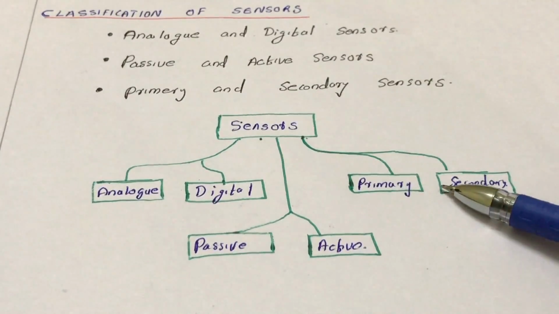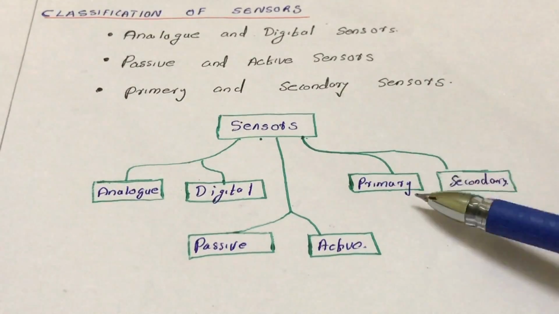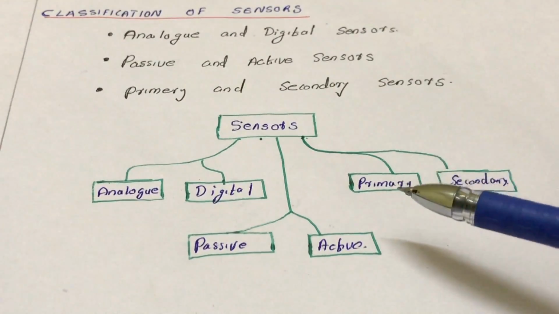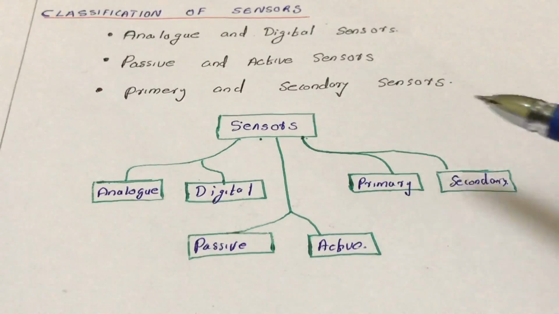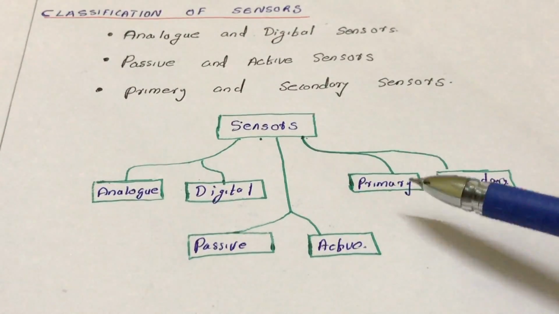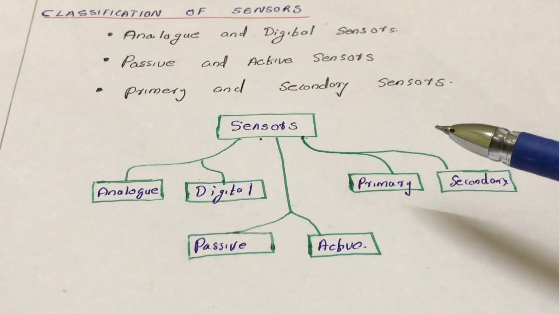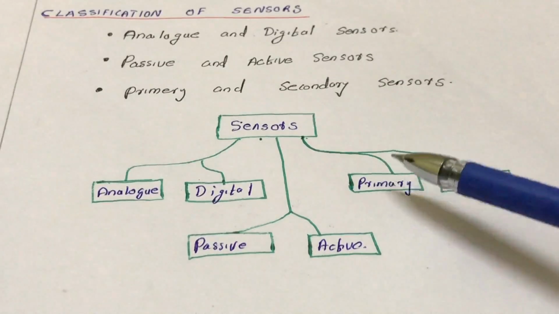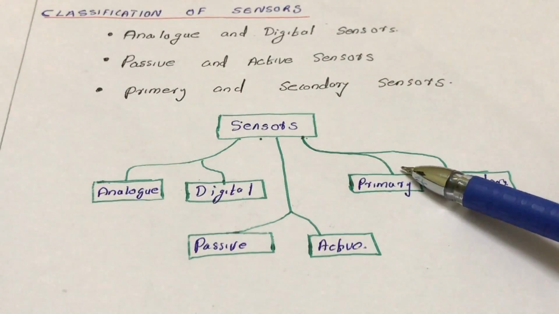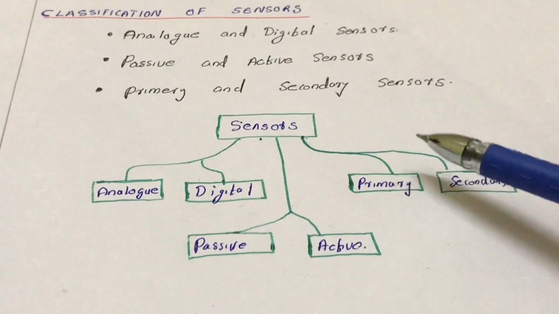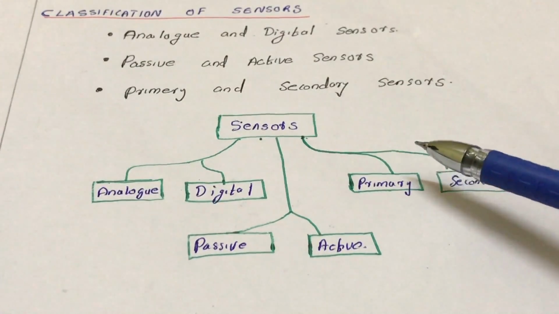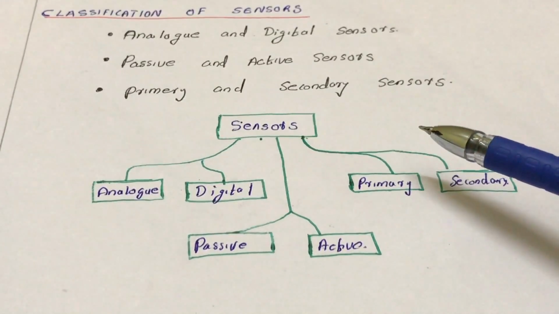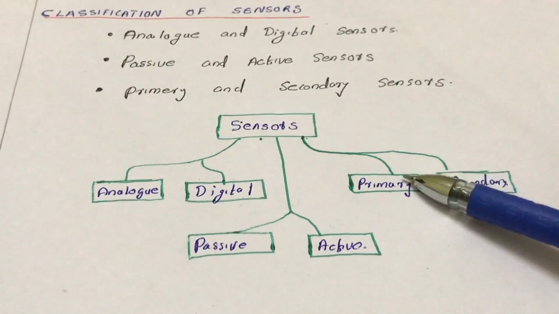Let's move on to primary and secondary. Primary and secondary sensors are classified based on whether their output is a direct measure of the physical phenomenon or not. Primary sensors produce outputs which are a direct measure of the sensing signal, a proportional representation of the input signal. Usually they produce electrical signals as output, which can be calibrated to any required scale. Usually active sensors are primary type and passive ones are secondary type.